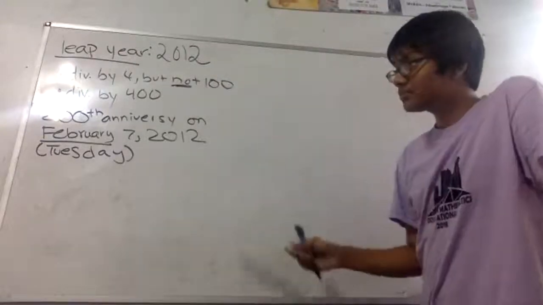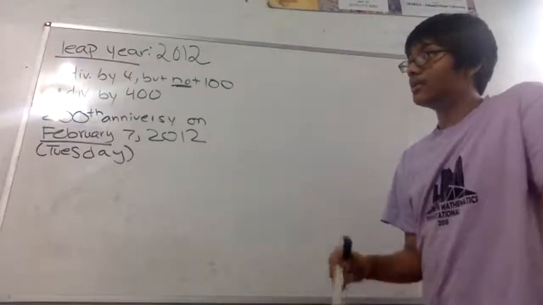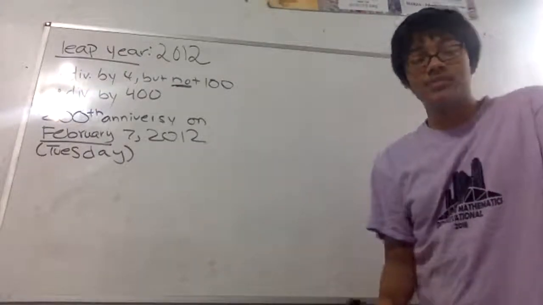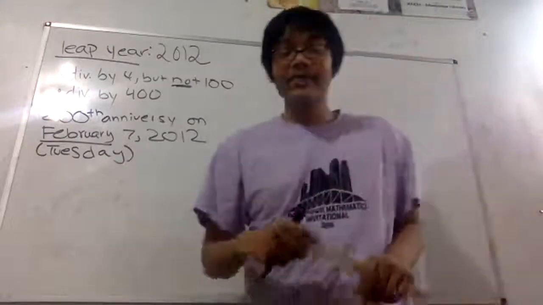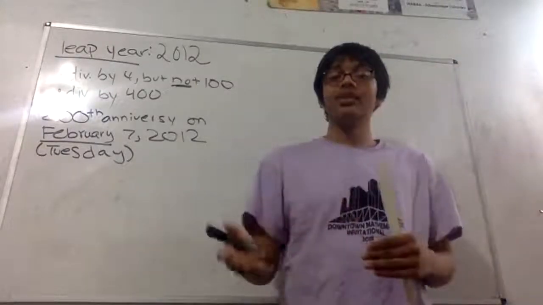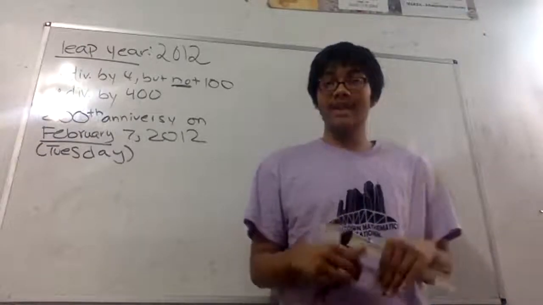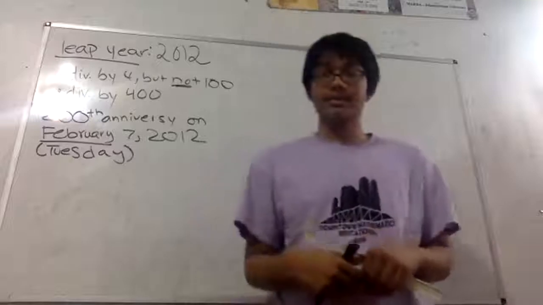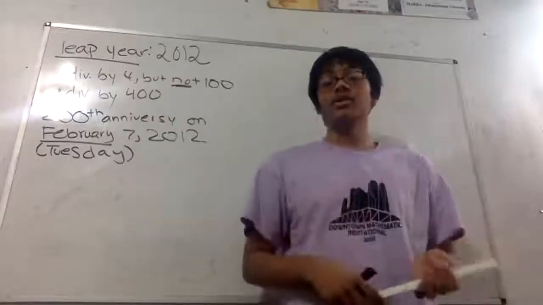Now, we know that February 7, 2012 was a Tuesday. This might seem astonishing and hard to understand at first, but every year, the day of the week changes. So for example, January 23rd today is a Wednesday, but come 2020, January 23rd will be a Thursday.